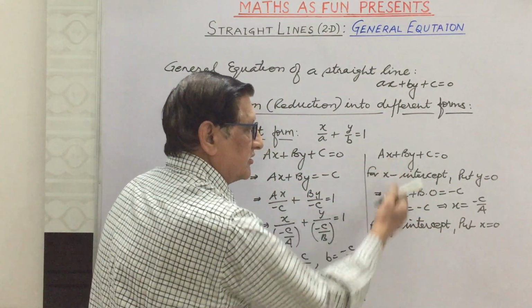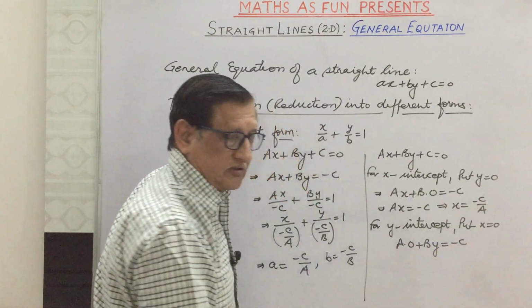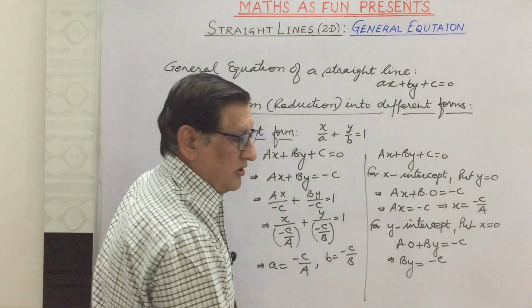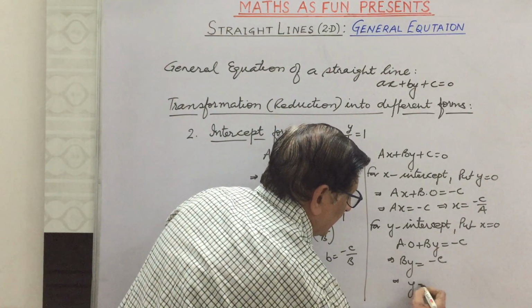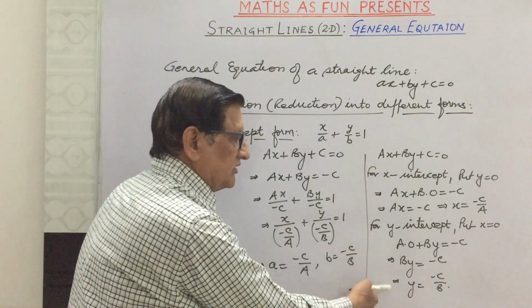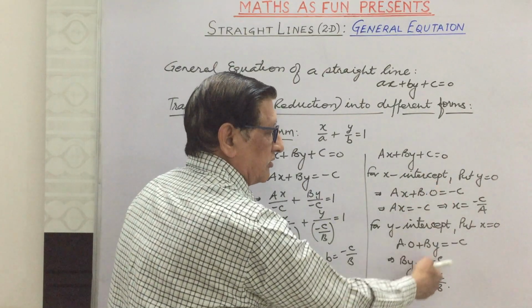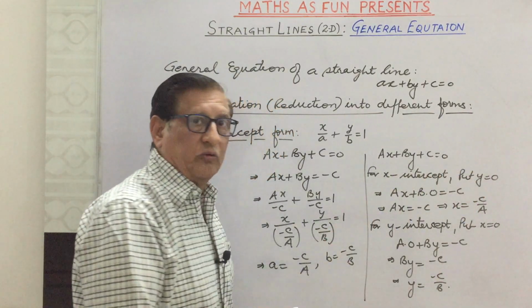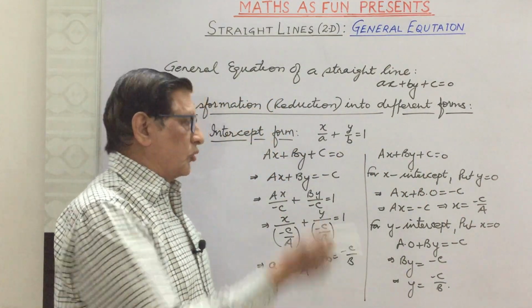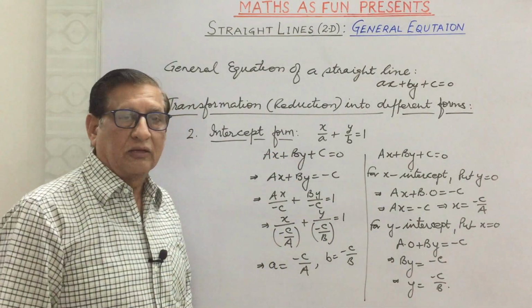And if we do that here, we are getting a into 0 plus b into y is equal to minus c. Or we can say b into y is equal to minus c, or we are getting y is equal to minus c upon b. It means just to find out the intercepts of the line on the x-axis, y-axis, we can also use this particular method to substitute y equal to 0 and x is equal to 0 in the equation. To convert it into the intercept form, we will use this particular algorithm.